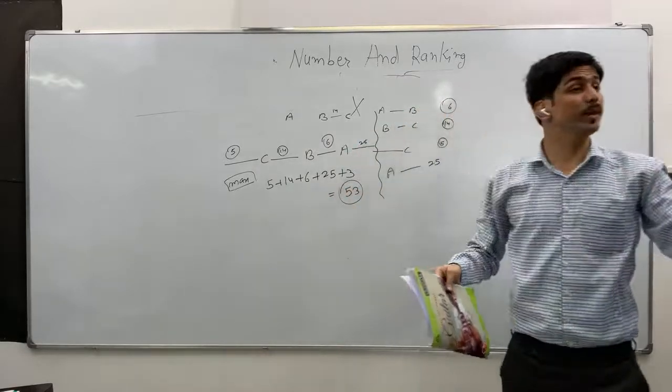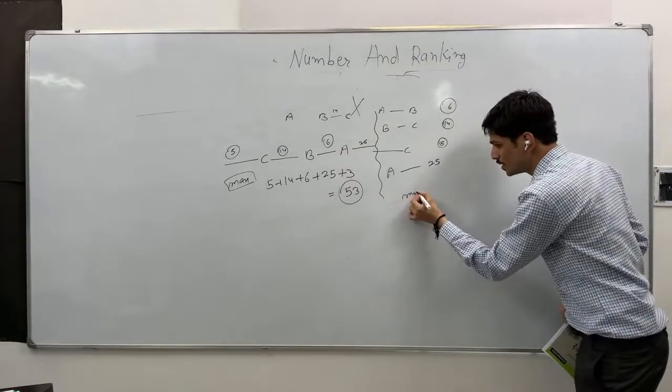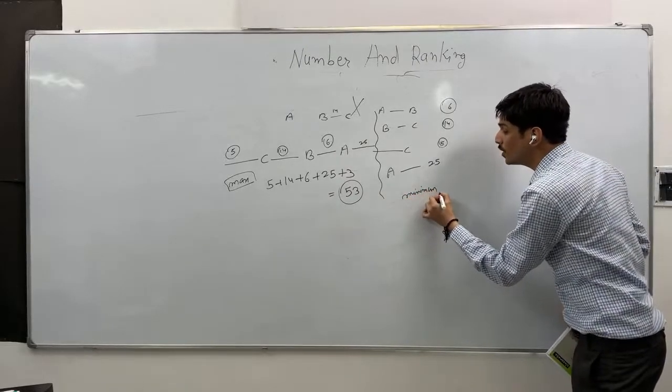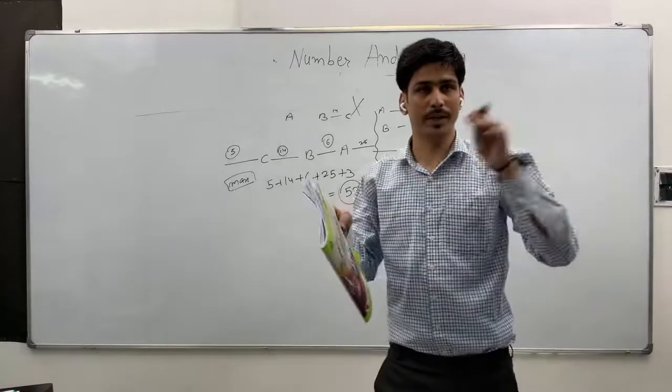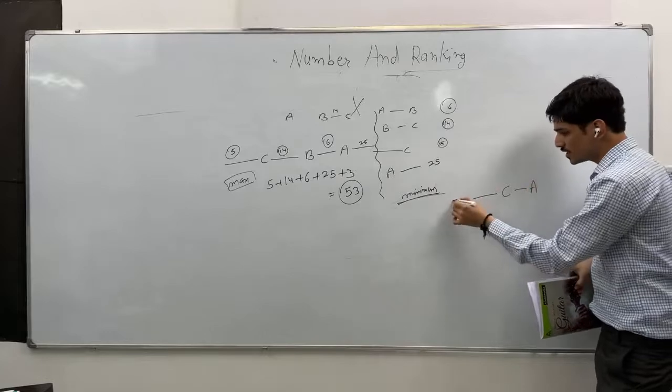53. So this is the case of maximum. Now I have to find the minimum. Now you see the case of minimum. In minimum, what do I want? I want most of the students to be repeated. So what will I do? Can I write B in the middle? First case is this one.